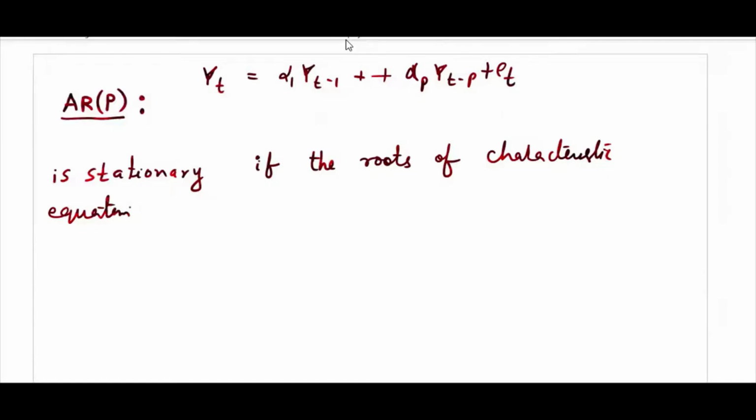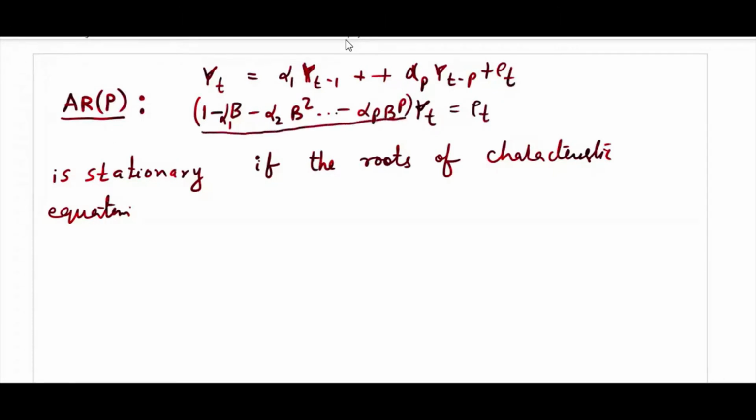For yt minus 1 you write B of yt. So yt will be equal to alpha 1 B yt, up to alpha p B^p yt. Bring everything to this side and take yt common. So you get (1 minus alpha 1 B minus alpha 2 B square, that way, minus alpha p B^p) yt is equal to et. This is the process, and this one you need to remember: you replace B by z here.